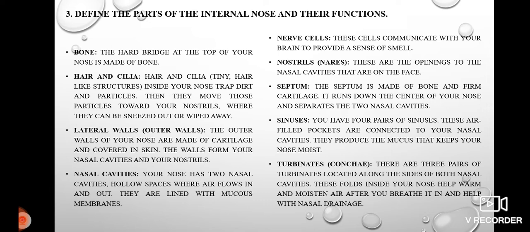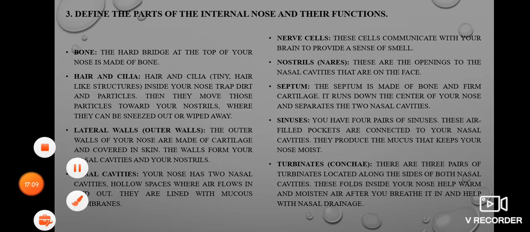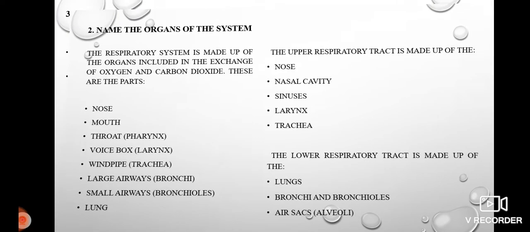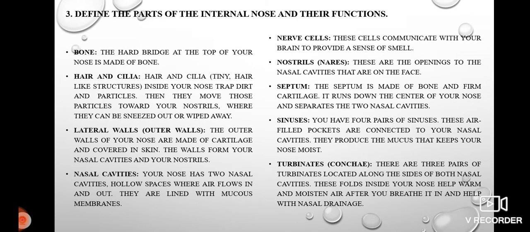And the turbinates or the conchae, there are 3 parts of turbinates located along the side of both nasal cavities. These fold inside your nose, help warm and moisten air after you breathe it in. So itong turbinate naman ay nakakatulong ito sa ating ilong para makapagbigay ng hangin para hindi mahirapang huminga. So ito yung pinaka main function ng turbinates or conchae sa ating ilong.